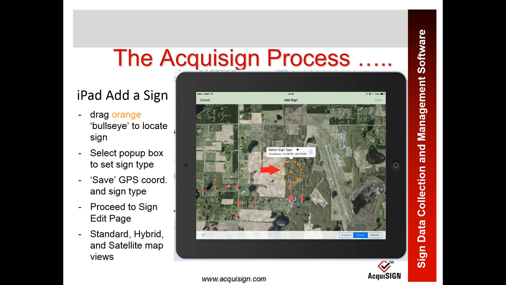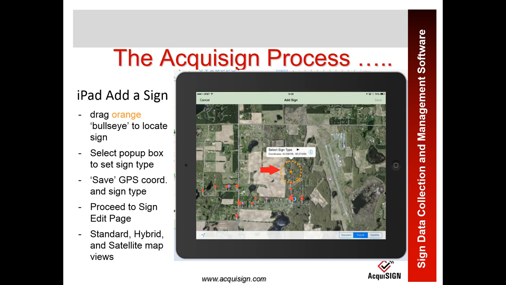When adding a new sign in the field, an orange circle called the bullseye can be dragged to the current location and the sign type selected. This means that a user can locate that sign from within their vehicle, so data collection can be done in any weather conditions. Once the sign location and type are chosen, the sign is added to the database. The user would then go to the sign edit page on the iPad to complete editing of all the other sign attributes.